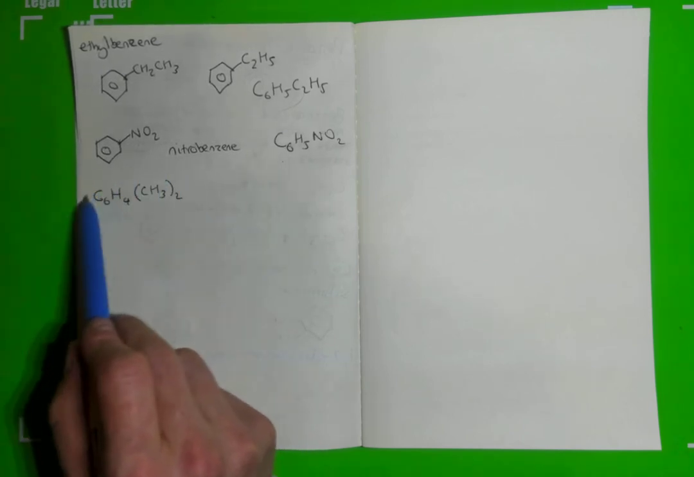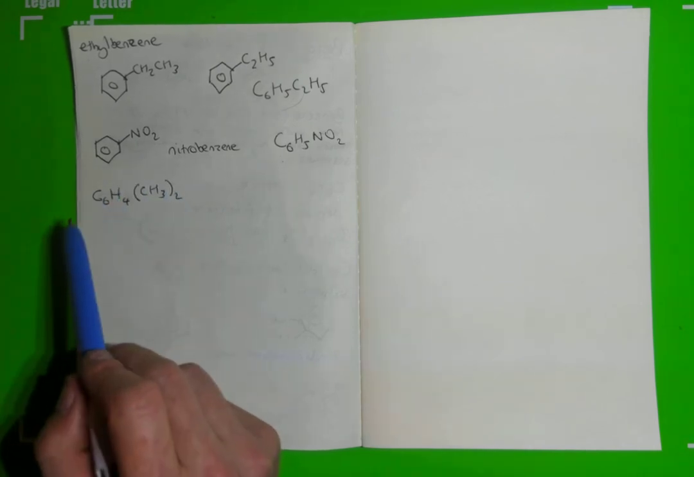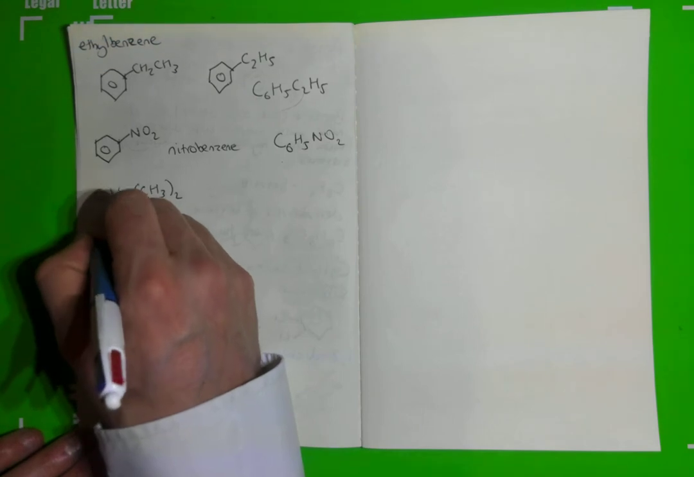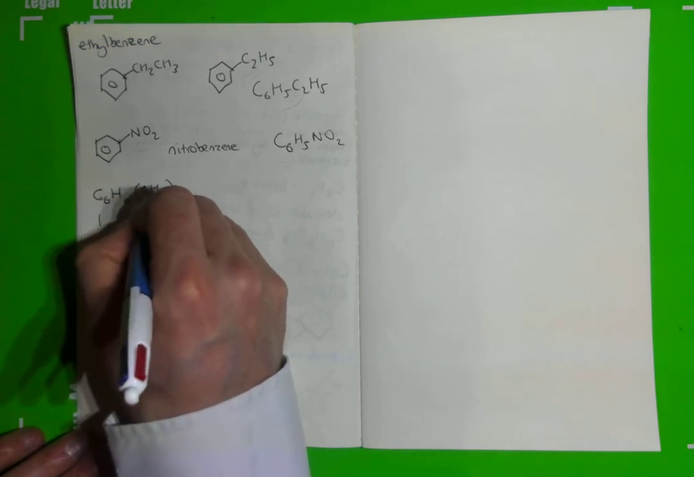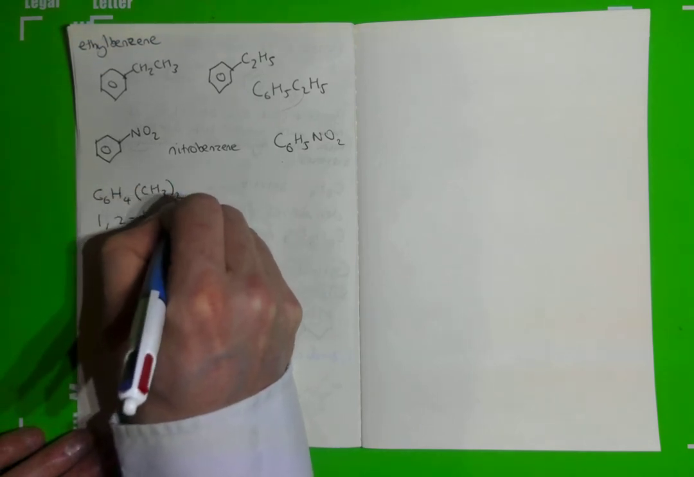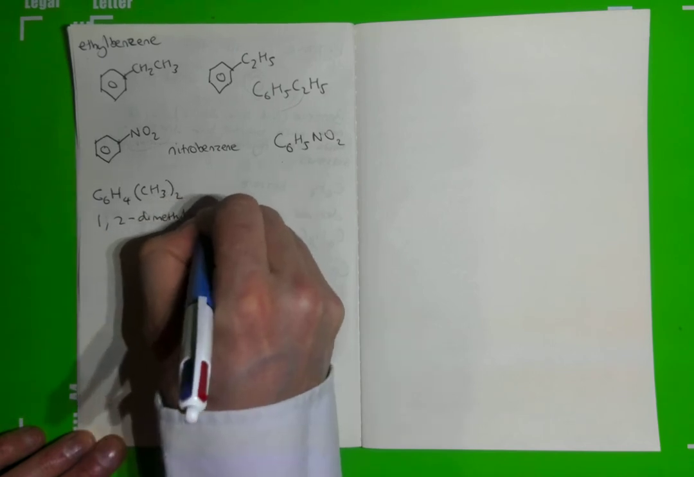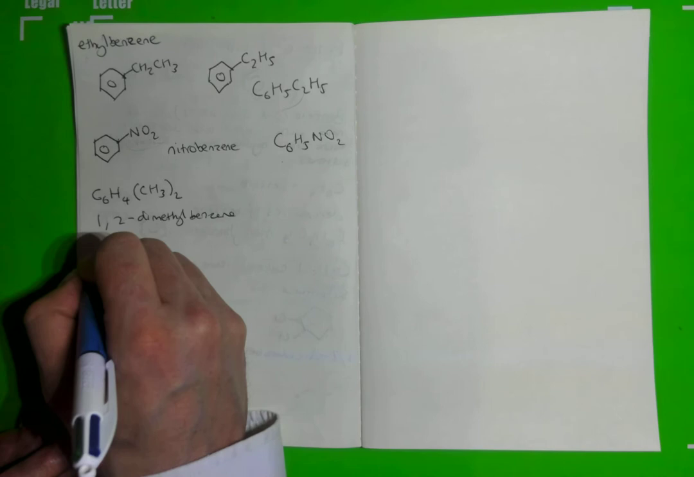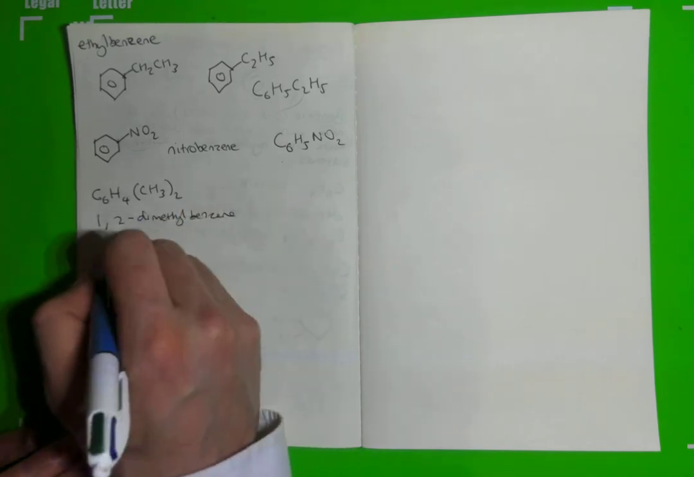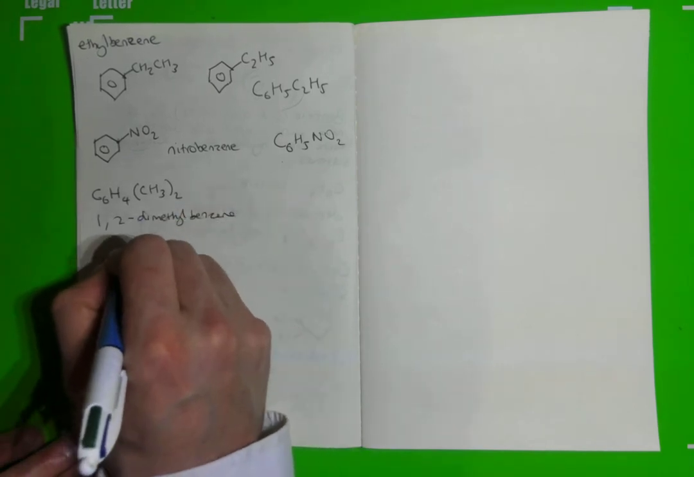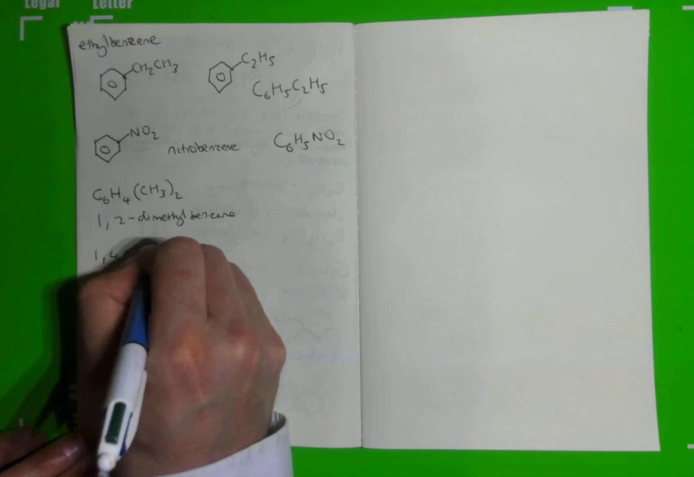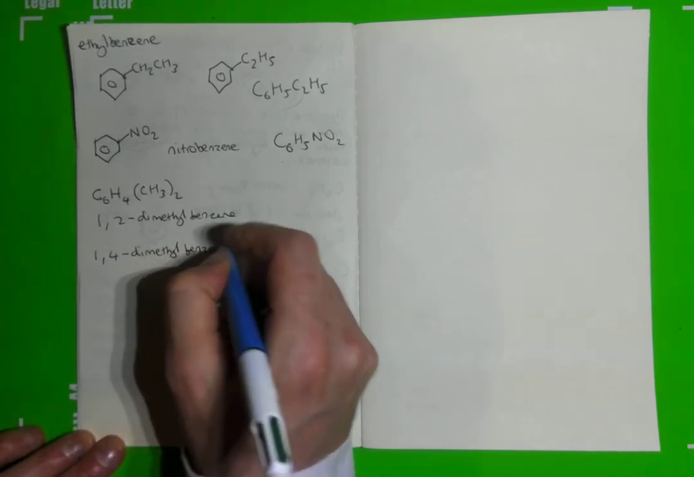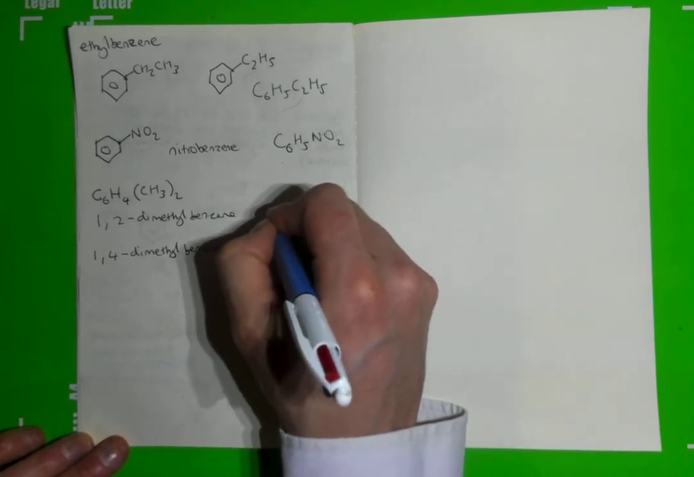Now, from this structure, there are a number of isomers. You could have 1,2-dimethylbenzene, but of course we can also have maybe 1,4-dimethylbenzene. Let's draw those.